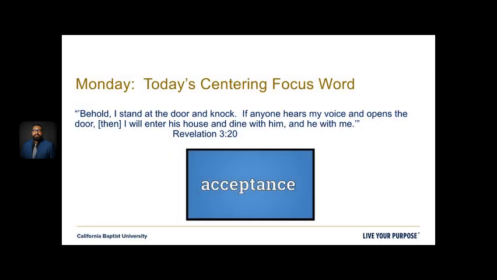And finally, we'll go ahead and close out with our centering. Today's centering verse will come from Revelation. Behold, I stand at the door and knock. If anyone hears my voice and opens the door, then I will enter his house and dine with him and he with me. Revelation chapter 3, verse 20. And the word will be acceptance for this week, acceptance.